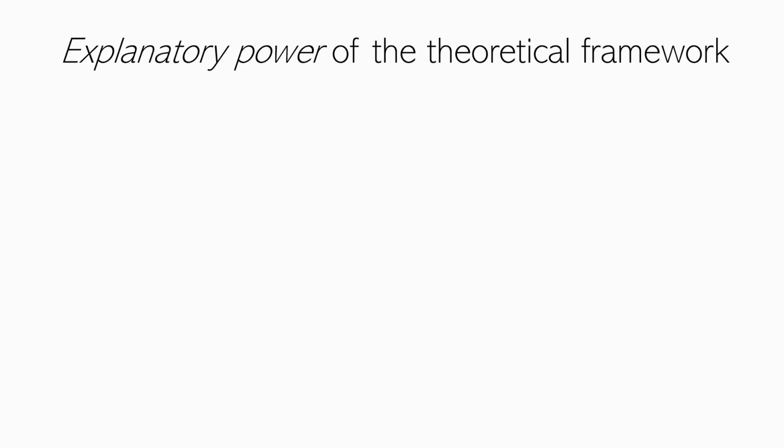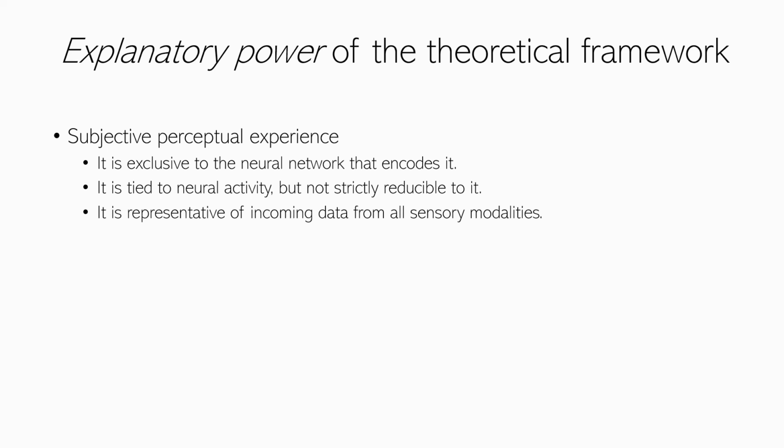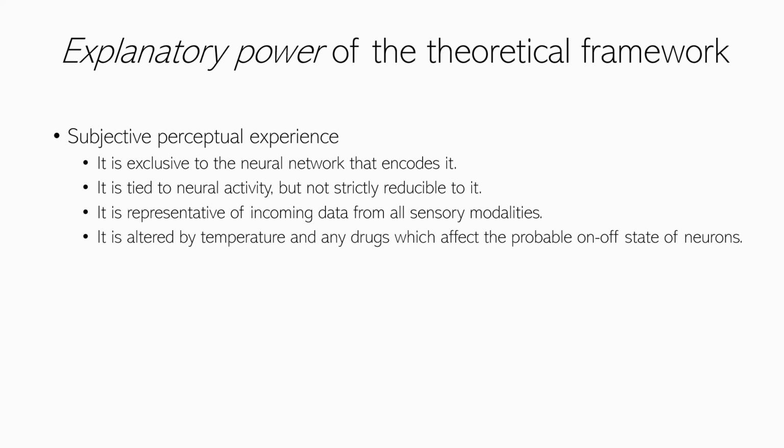So now we can talk about the explanatory power of the theoretical framework. The theory explains how cortical neural networks naturally generate subjective perceptual experience. And that subjective perceptual experience is exclusive to the neural network that encodes it. It's tied to neural activity, but not strictly reducible to it. And it's representative of incoming data from all sensory modalities. In addition, the subjective perceptual experience is altered by changes to brain temperature and the presence of any drugs that affect the probable on-off state of cortical neurons.